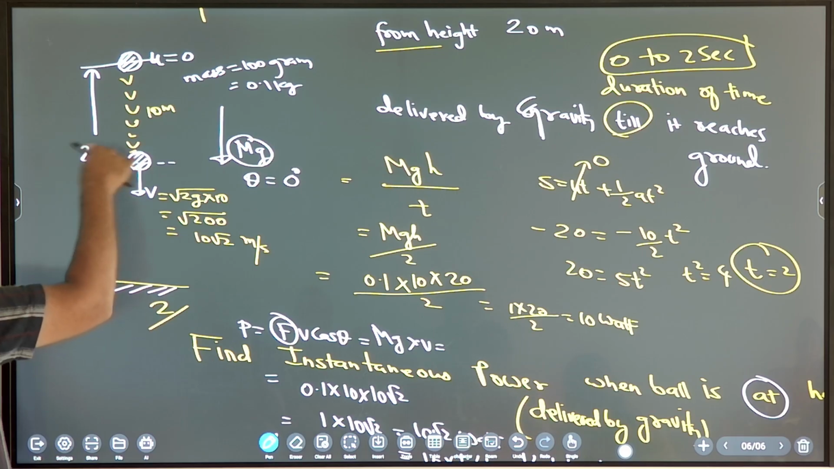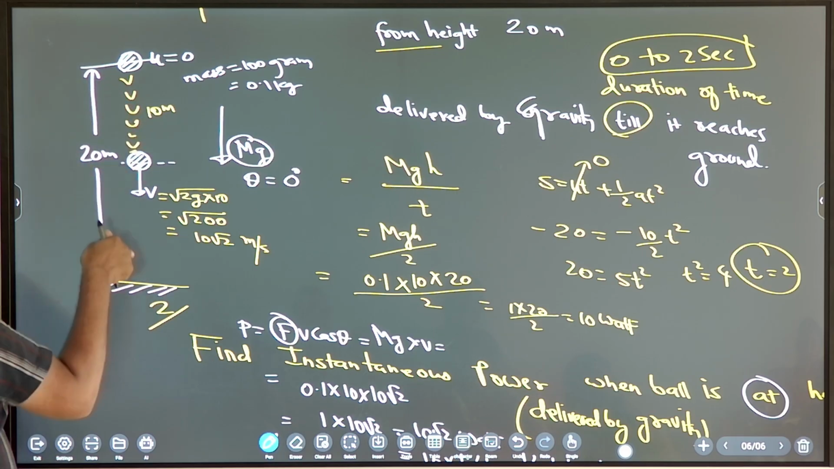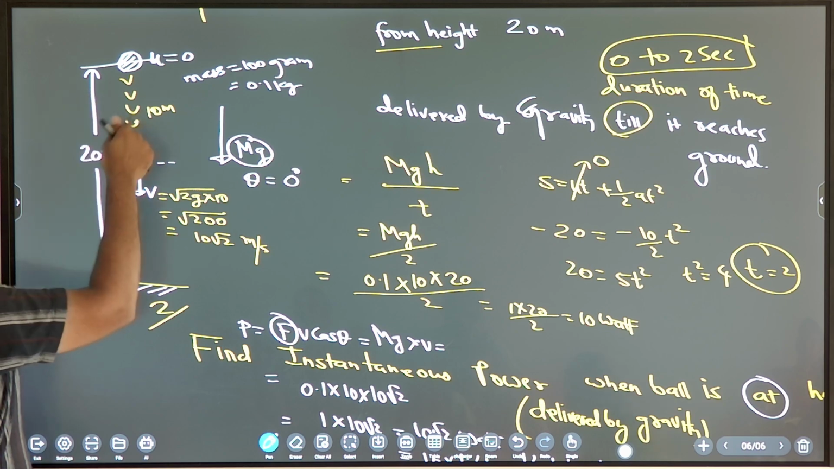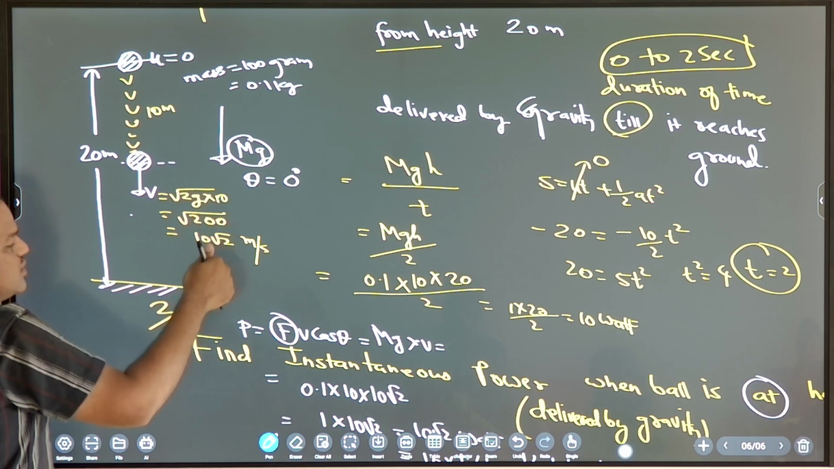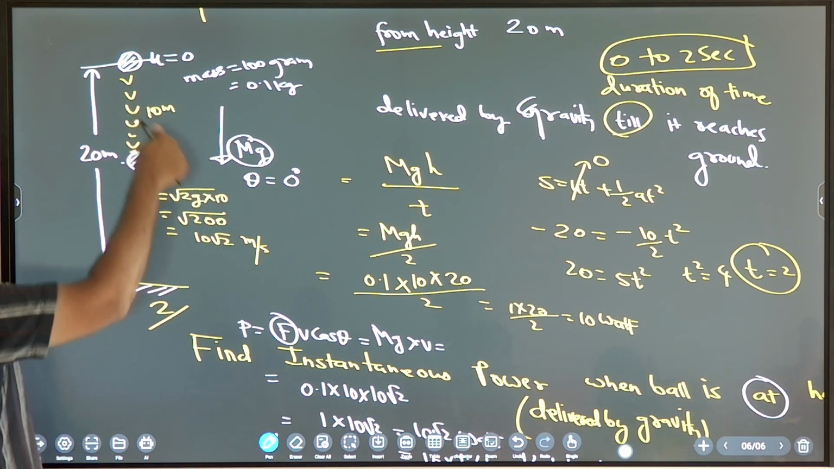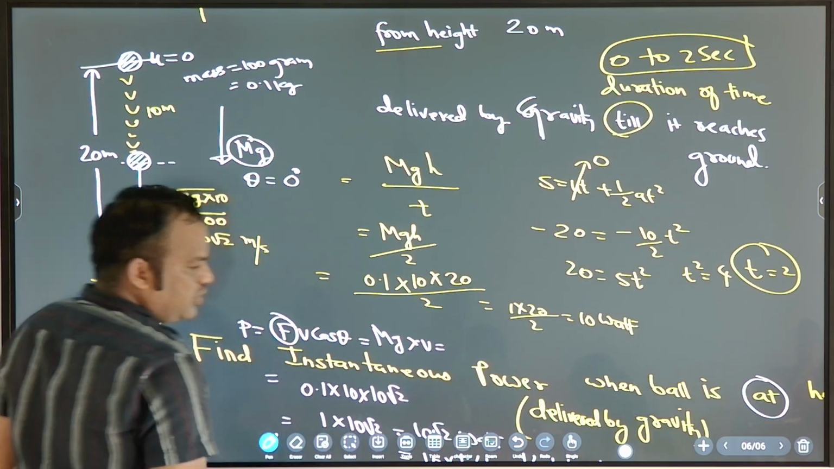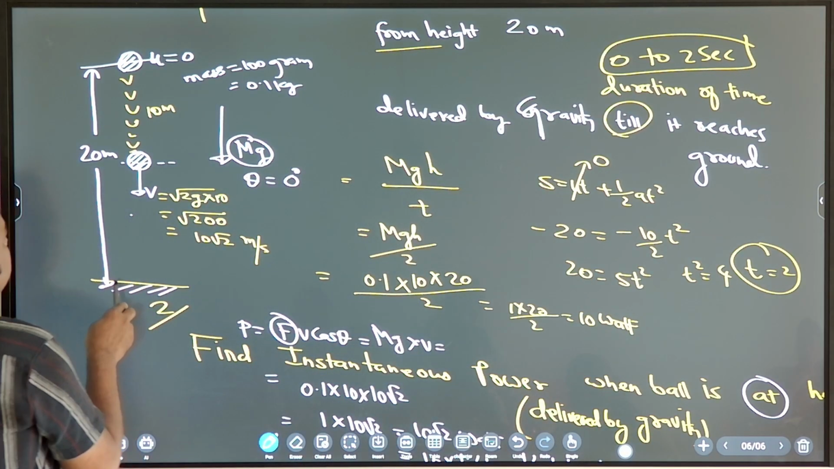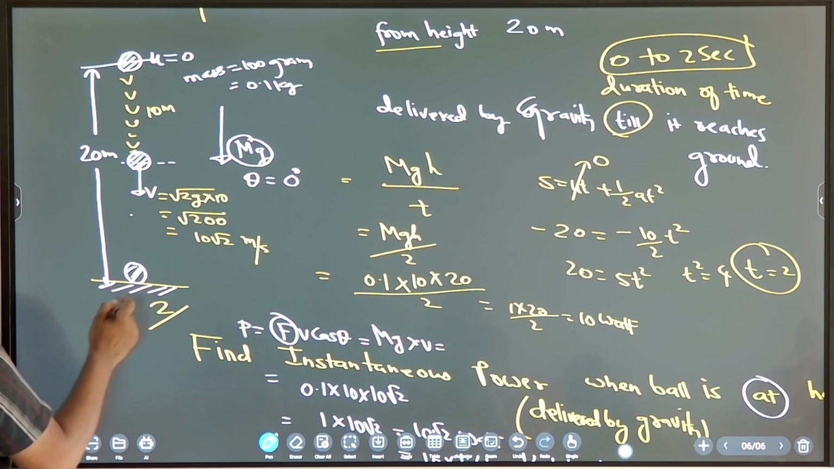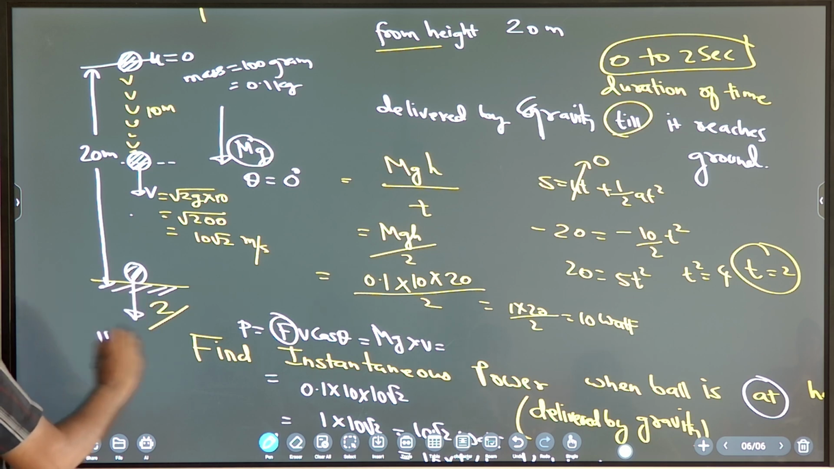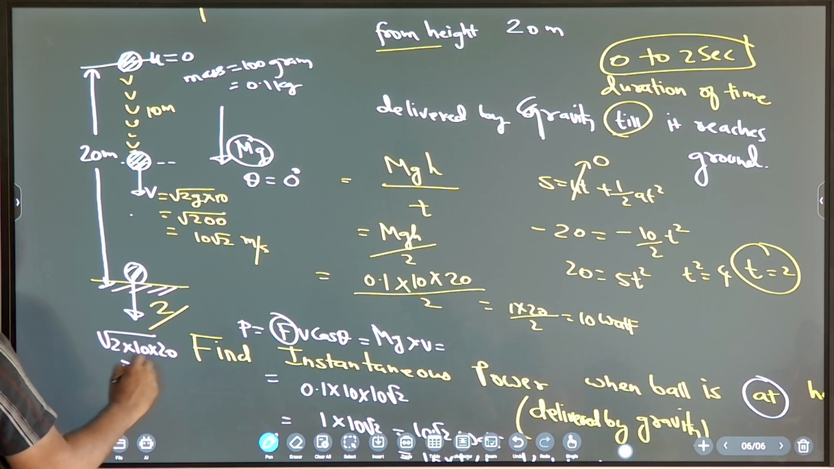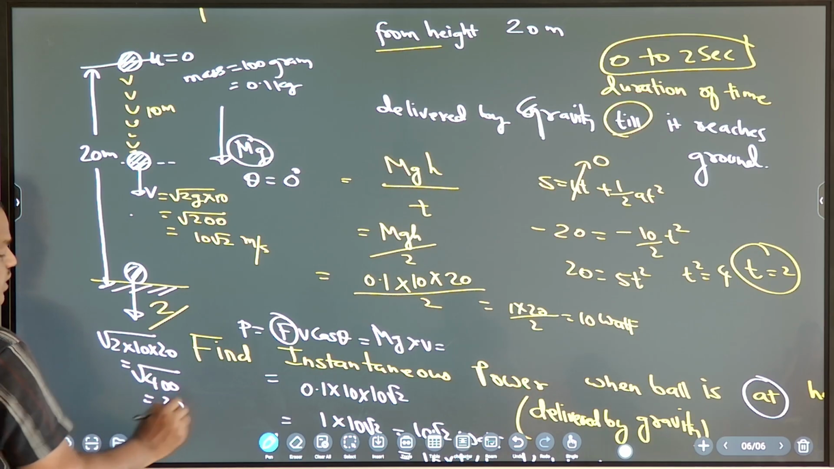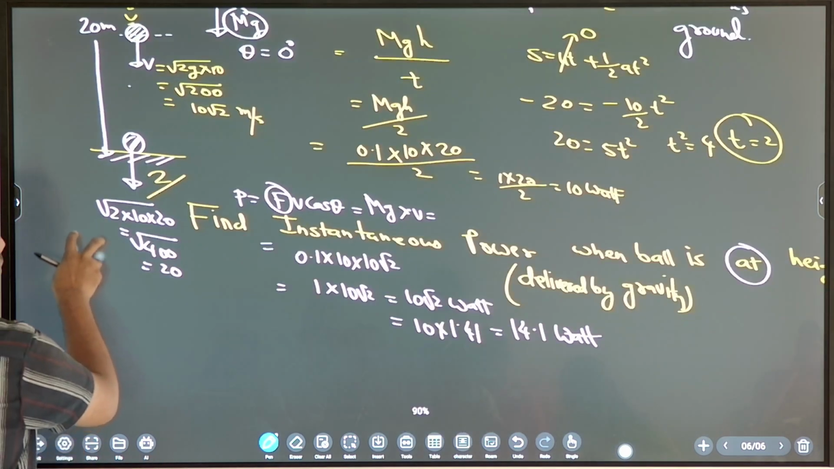When at a particular point, what is the velocity, and what is the force? So force into velocity, that is instantaneous power. If I ask what is the instantaneous power when it is touching the ground, with what speed is it touching the ground? What is the speed of strike? Root 2gh. So how much? Root 400. So 20, correct?